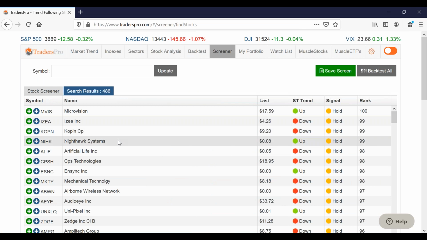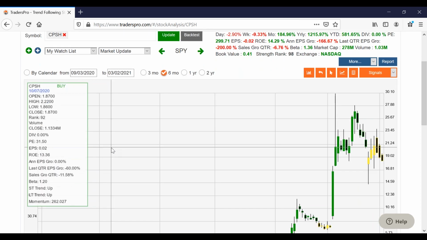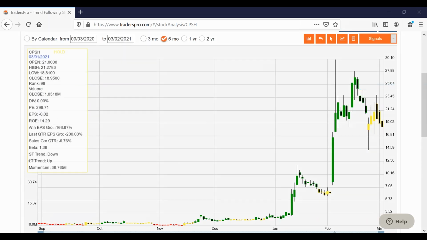One more in computer and technology here. CPSH has a 98 strength rank. Now this one could be in a C leg, kind of similar to when we first saw IZEA, where it felt it could drop a little bit further. This could be wave A, wave B, and we're in wave C. It could bring it down a little bit further. But I thought this is one we can keep an eye on. I would expect it to maybe pull back a little bit further.